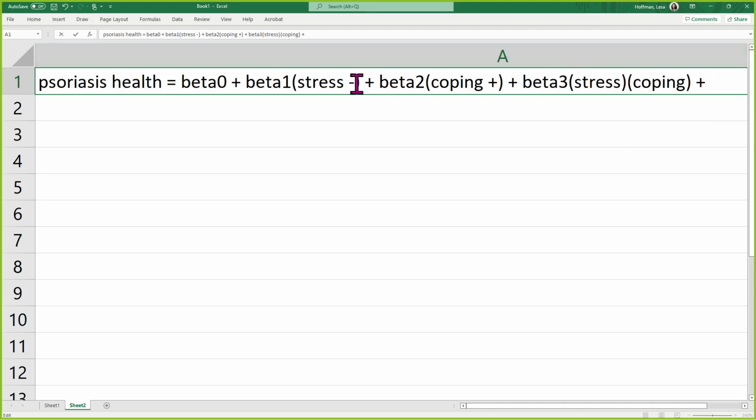So then this would be an example, if it were worded in this direction, of a less negative. The effect of stress is negative. It would become less negative as coping increases if this interaction term were positive.